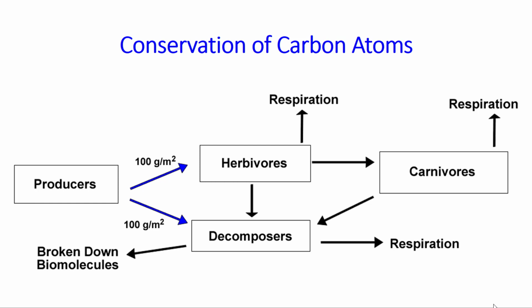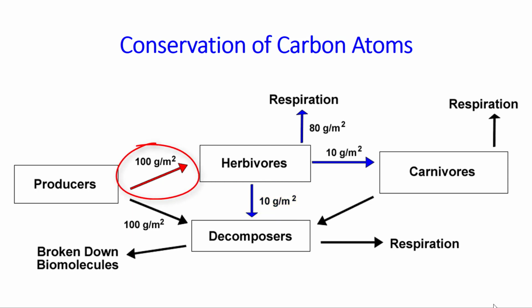So for example, we have producers, and 100 grams of carbon atoms go into herbivores. So if 100 goes into herbivores, that means 100 in total has to come out of herbivores. So you notice 80 grams of carbon are released to the atmosphere in cellular respiration, 10 are transferred over to the carnivores, and 10 are transferred down to the decomposers.